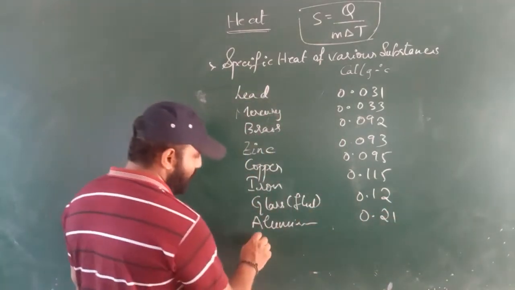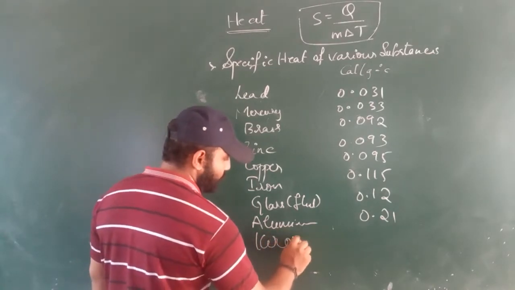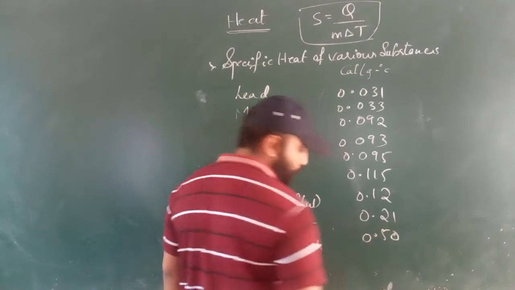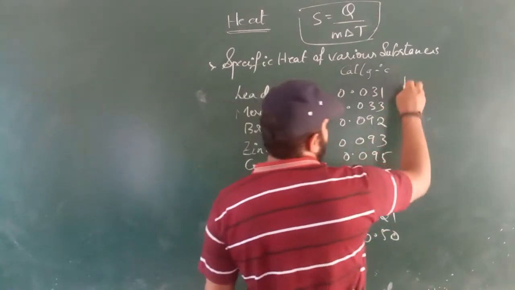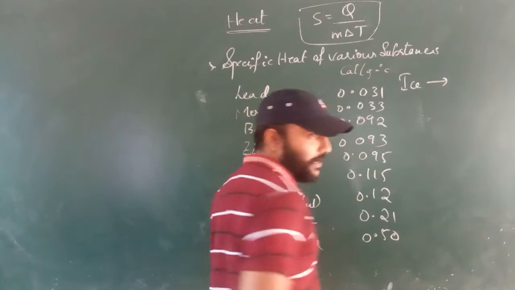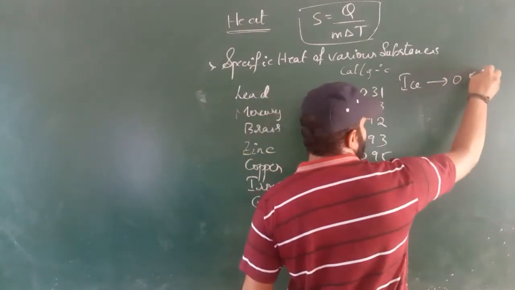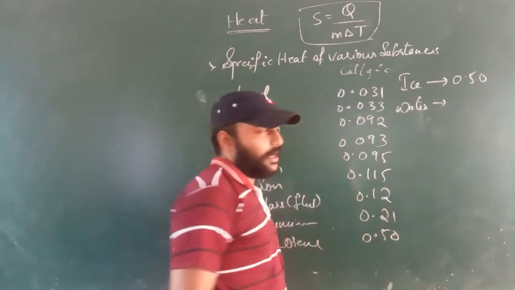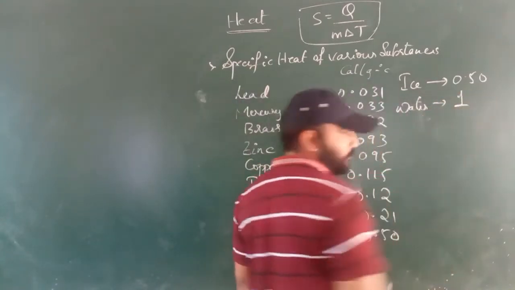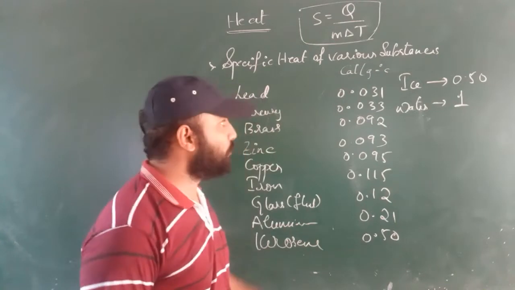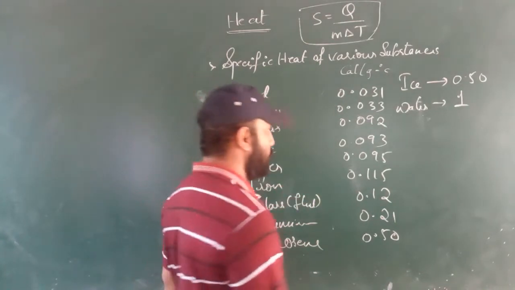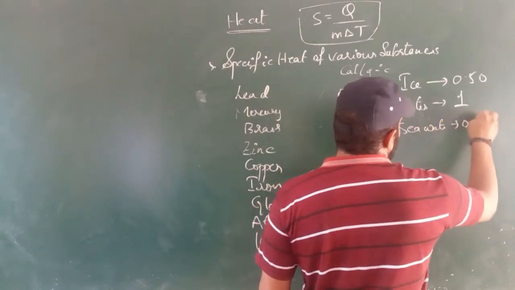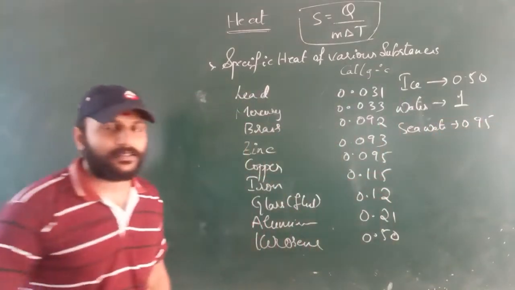Next one is kerosene. Its value is almost 0.50. And next one is ice. Ice is the same, 0.50. Next one is water. What is the specific heat of water? It is 1. Which will have the maximum specific heat? Water. Next one is sea water. It is 0.95. These are the values.